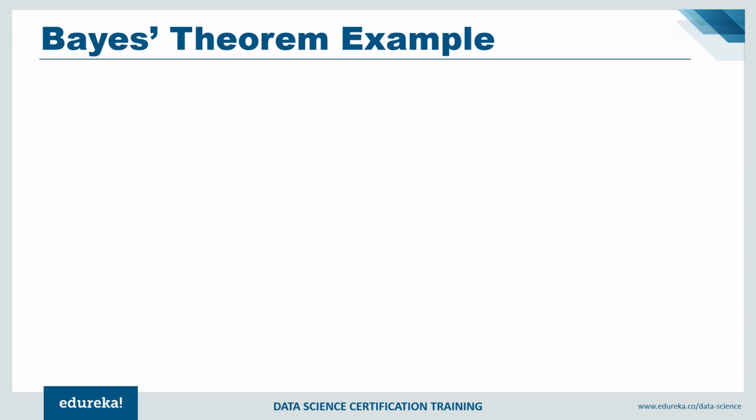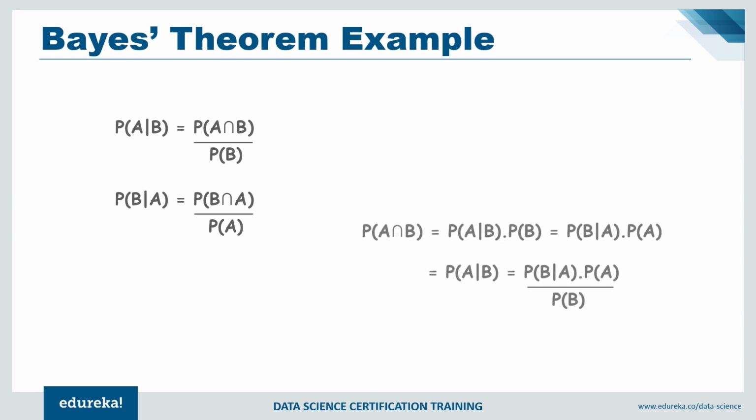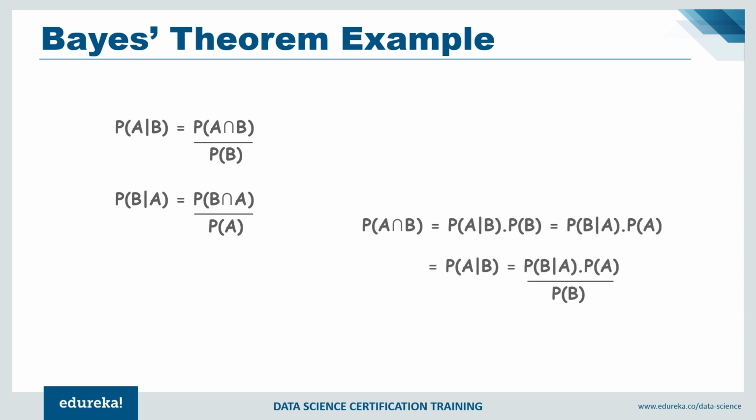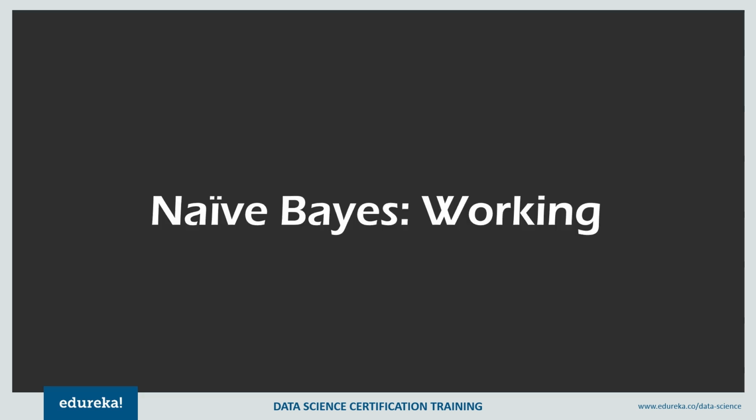So for a joint probability distribution over the events A and B, the probability of A intersection B, which is the conditional probability of A given B, is now defined as the probability of A intersection B divided by the probability of B. Now this is how we get the Bayes theorem. Now that we know the basic proof of how we got the Bayes theorem, let's have a look at the working of the Bayes theorem with the help of an example.